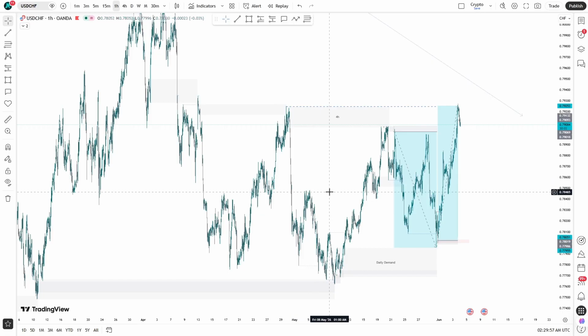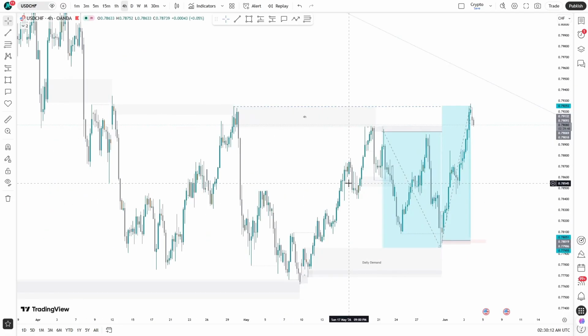Now let's go to the 4 hours to see what the supply looks like. This is what the supply looks like on the 4 hour. This first one mitigated inside our supply. Then for this entry, price mitigated this 4-hour supply before moving, then it moved to this daily demand zone. Let's go to the daily time frame to see what this demand zone looks like.